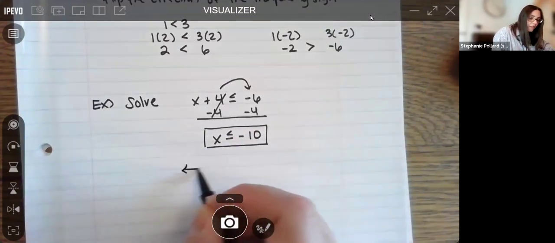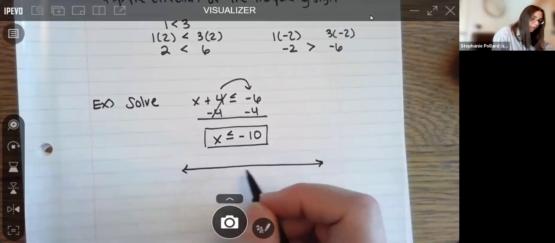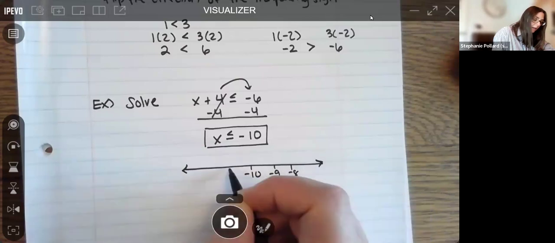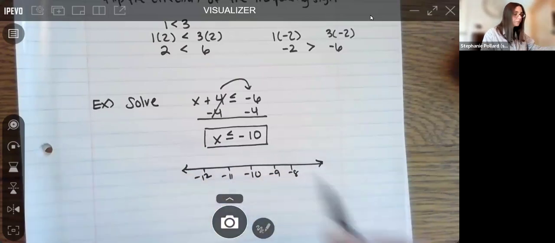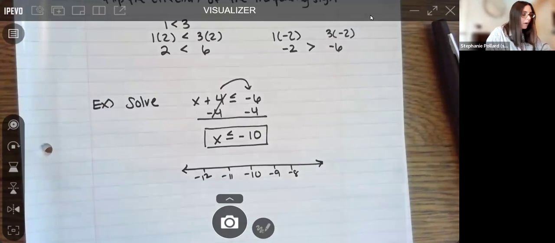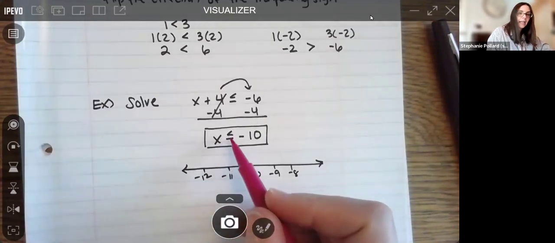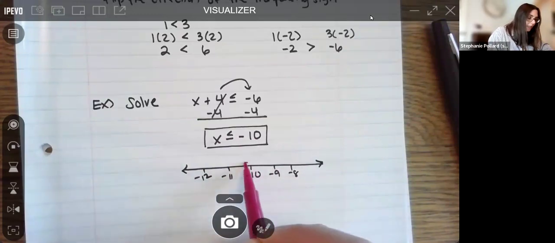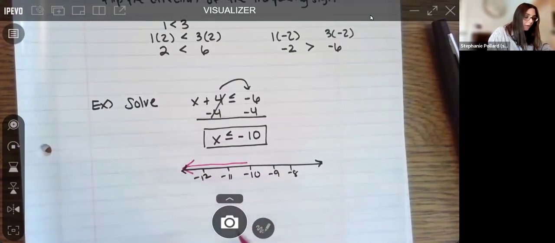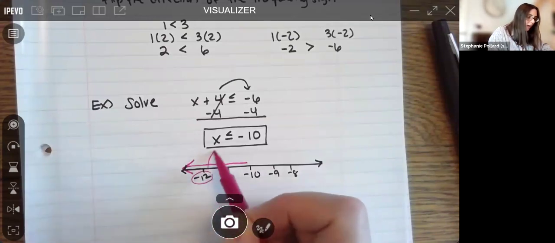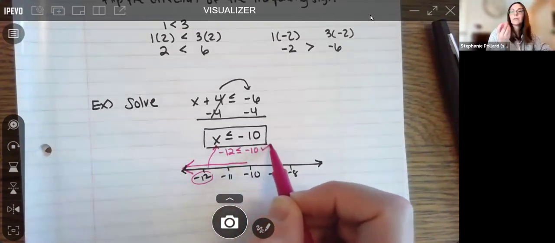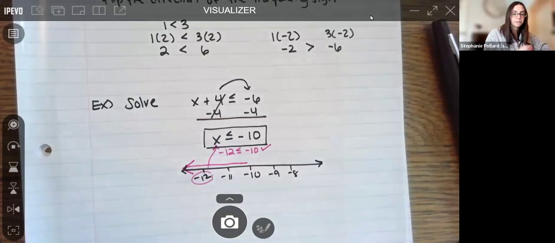Now, if I want to graph this, when I graph, I usually just pick a few points around it. So here would be negative 9, negative 8, negative 11, and negative 12. Now I want x is less than or equal to negative 10. So x is smaller than negative 10. So that means I would be shading this way. And if you're not sure, just plug in a number here for x. Like if I plug in negative 12 for x, well, is negative 12 less than or equal to negative 10? Yes, it is. So I can check my shading.